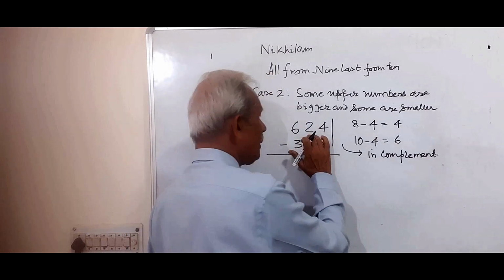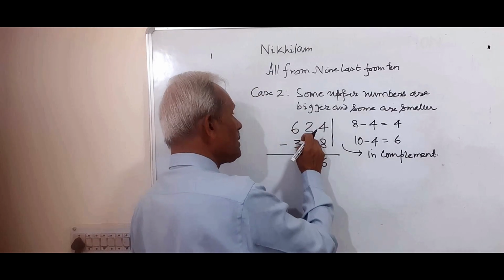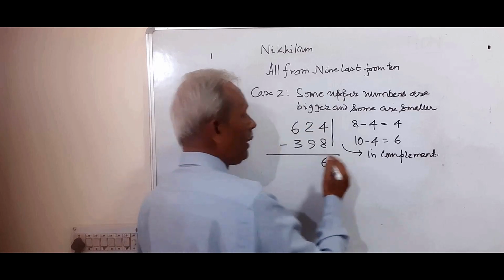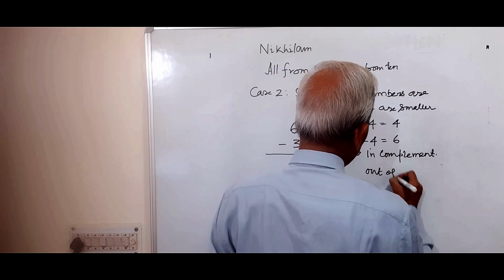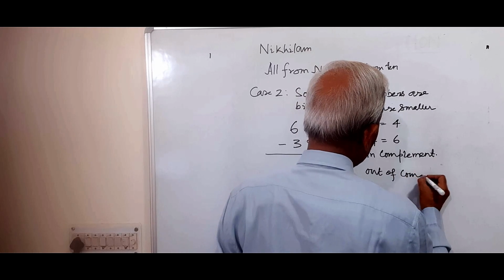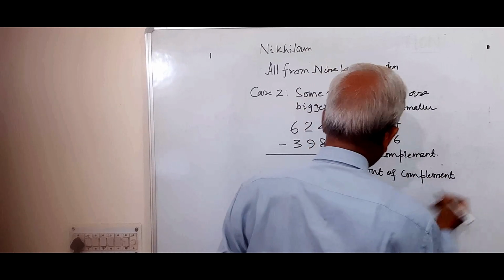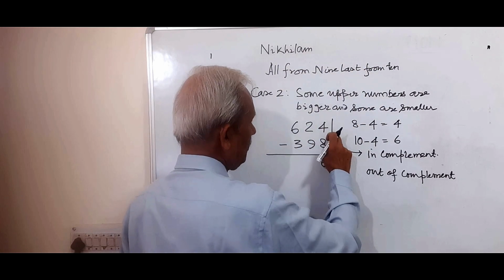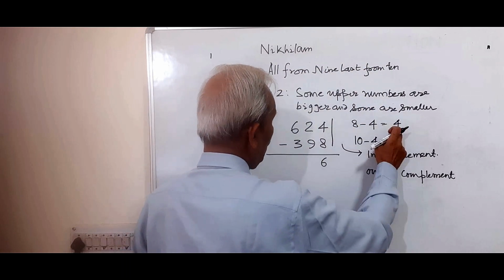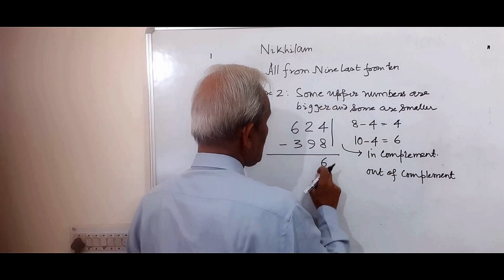As long as the upper number is smaller, we are in complement. And when the upper number is bigger, we are out of complement. Try to understand this: in complement and out of complement. So here, the first case, what you have done? 8 minus 4 is 4. And then you have taken from 10, you have reduced this 4, and you have got 6.